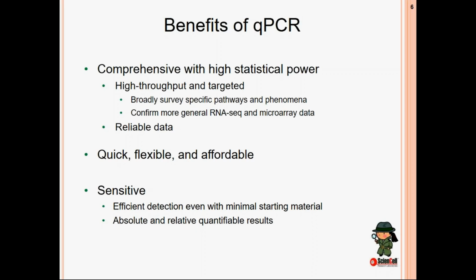In addition, qPCR is quick, flexible in its design, and a lot more affordable than other high-throughput methods. Aside from basic reagent and apparatus costs being less, the sample concentration requirements are much lower due to qPCR's sensitivity, so you save in that sense too.